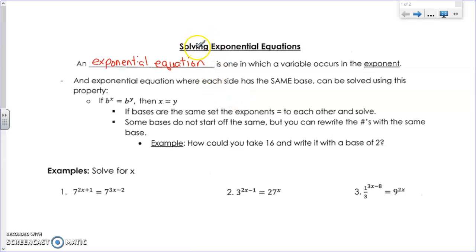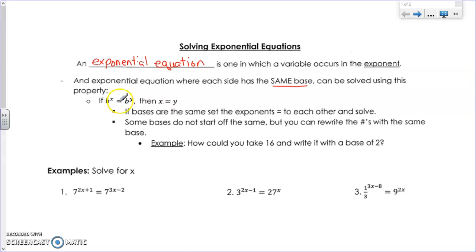Alright guys, today we're going to do solving exponential equations. An exponential equation is one in which a variable occurs in the exponent. Okay, so we've been looking at these, we've been talking about these. An exponential equation where each side has the same base can be solved by using this property.